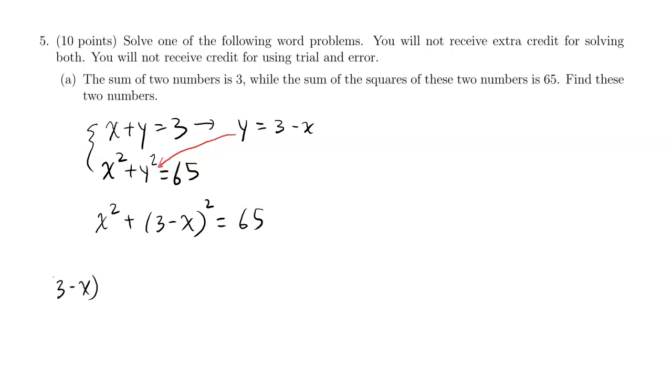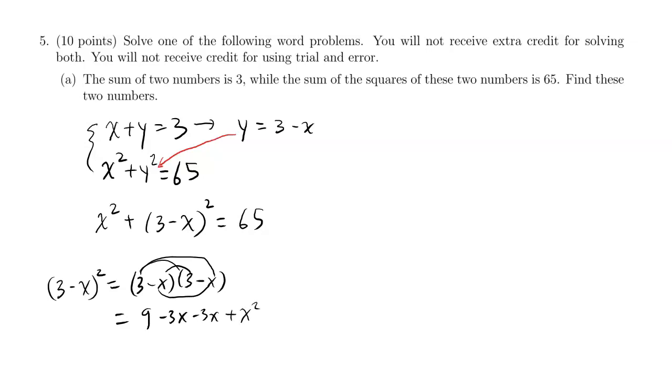3 minus x squared means 3 minus x times 3 minus x. And again, we do FOIL first, which is 9. Outer, which is negative 3x. Inner, negative 3x. Negative x times negative x, that's positive x squared, because negative times negative is positive. And these two negative 3x are like terms. So you have x squared, negative 3 plus negative 3 is negative 6x plus 9. So that's what you get when you do 3 minus x squared.